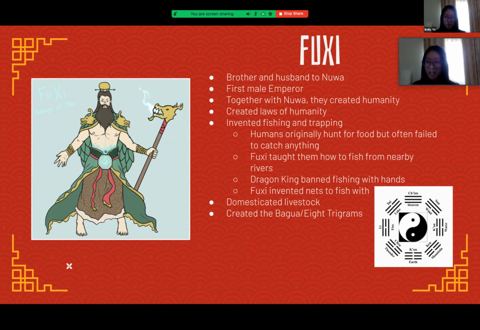And although Nua is directly credited in creating humans, Fushi had assisted with it. He also taught them all the necessary skills to ensure their survival. He taught them how to fish with the net he invented, and how to cook with the weapons made of iron that he also invented. And he is also credited with the domestication of livestock because he believed that it was much more practical and energy saving to keep the animals around for milk and meat and labor than it was to hunt them.